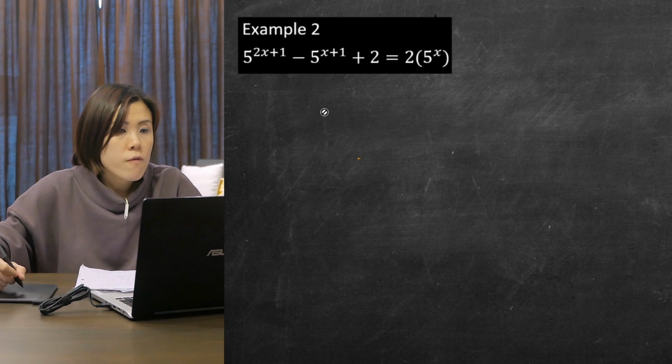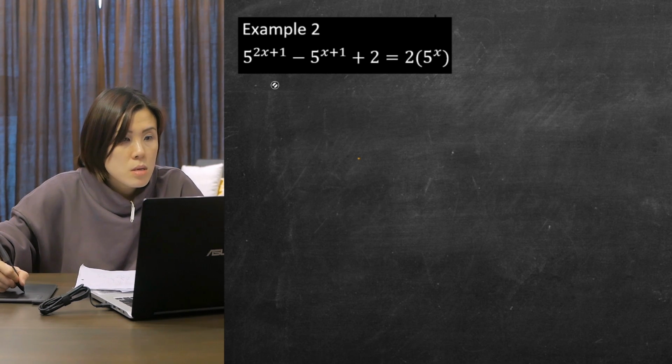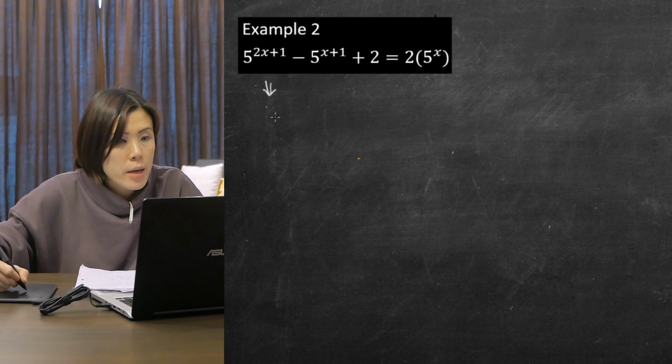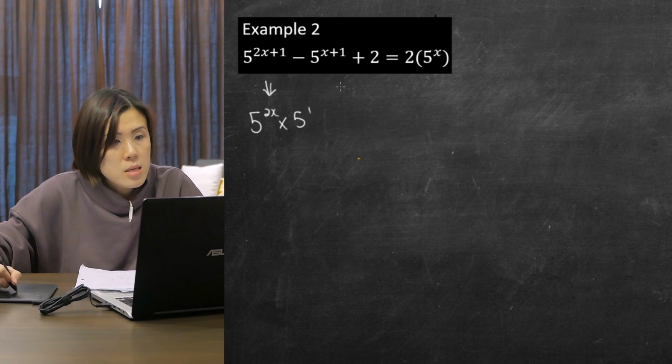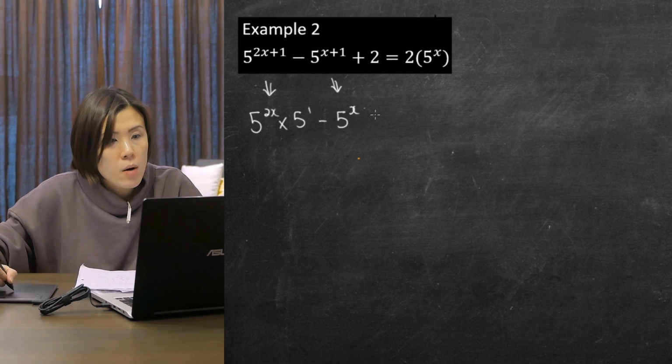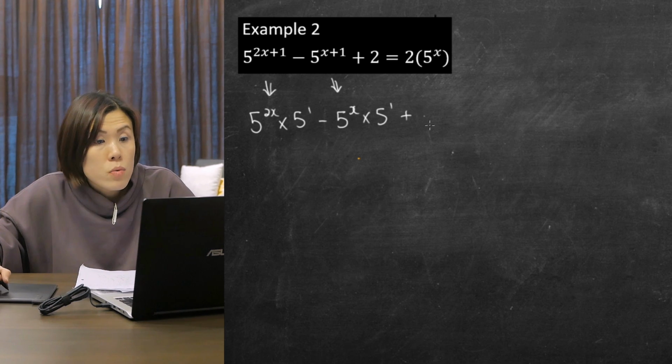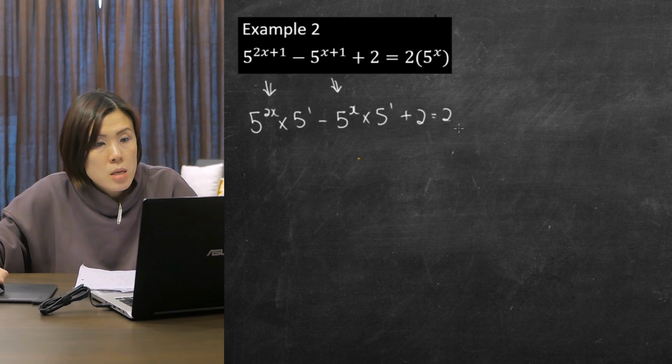So instead of combining this, I'm going to break down this as 5 to the power of 2x times 5 to the power of 1. And the second index, I will break down this as 5 to the power of x times 5 to the power of 1. And the rest, I will just copy this.